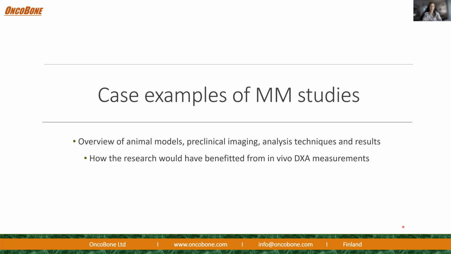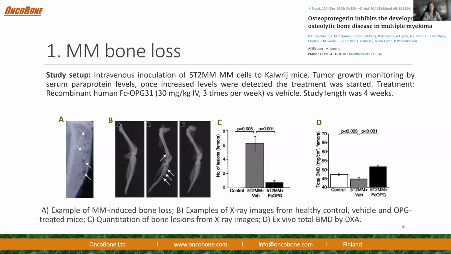Next, we will head to the case examples from multiple myeloma studies. I have selected 3 different case examples to go through with you. So we will have an overview of the animal model, preclinical imaging, analysis techniques, and results as well. And then I will give you some ideas how I would see that DEXA could have benefited the research even more than the data presented in the slides suggest. So let's move forward to the first case example.